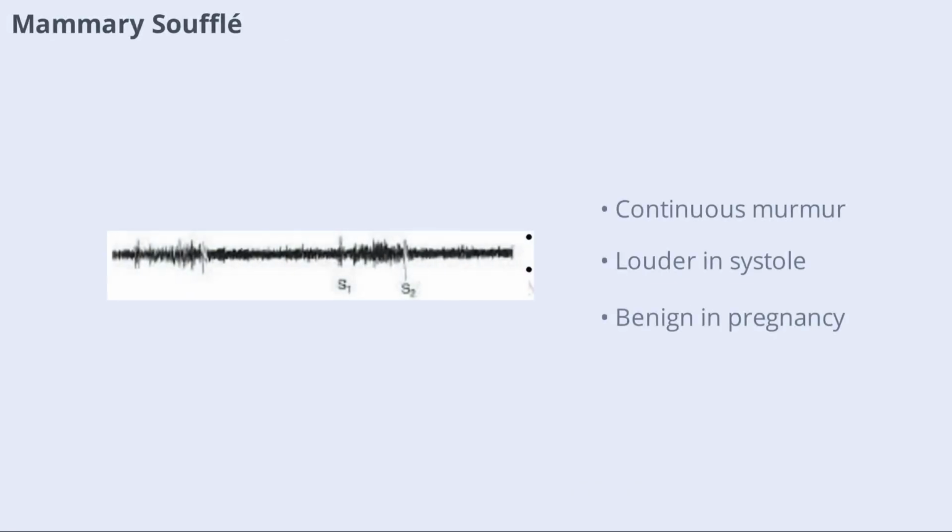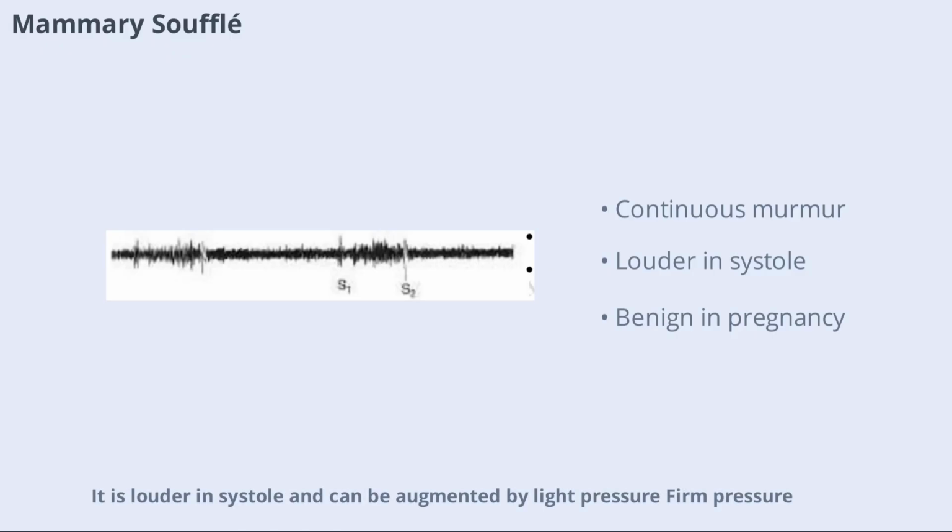The mammary souffle is a continuous murmur heard in late pregnancy or during lactation. It is louder in systole and can be augmented by light pressure. Firm pressure, however, abolishes the murmur. This finding is benign and related to increased blood flow in the mammary arteries.